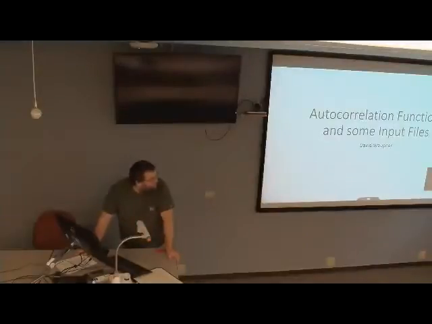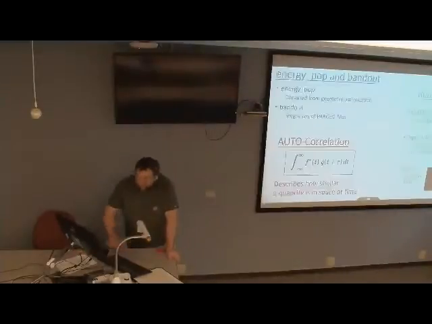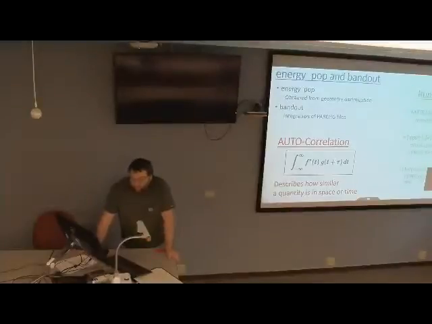So, as Dimitri said, what I'm talking about is autocorrelation functions and running them. The equation I have on here is just regular correlation, but if you change the G to an F, it would be autocorrelation. It describes how similar the functions are as a change in time.